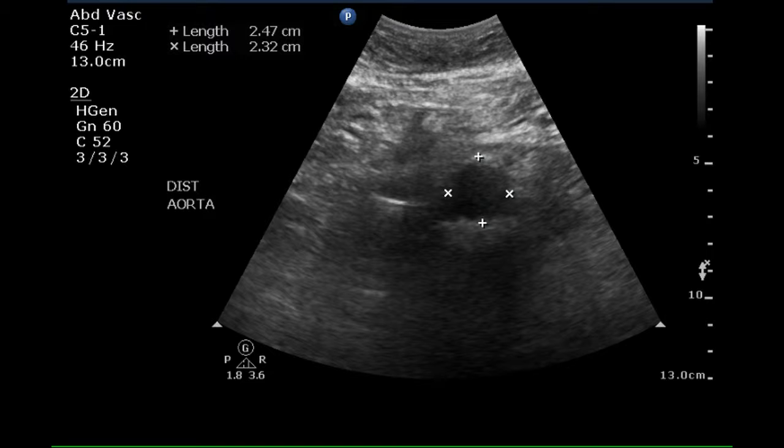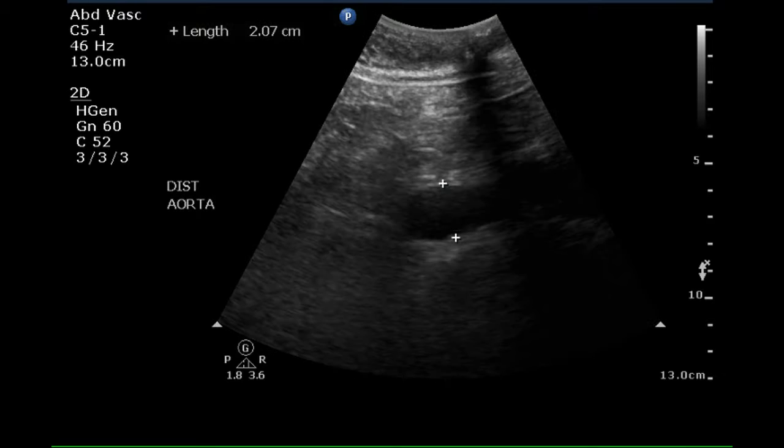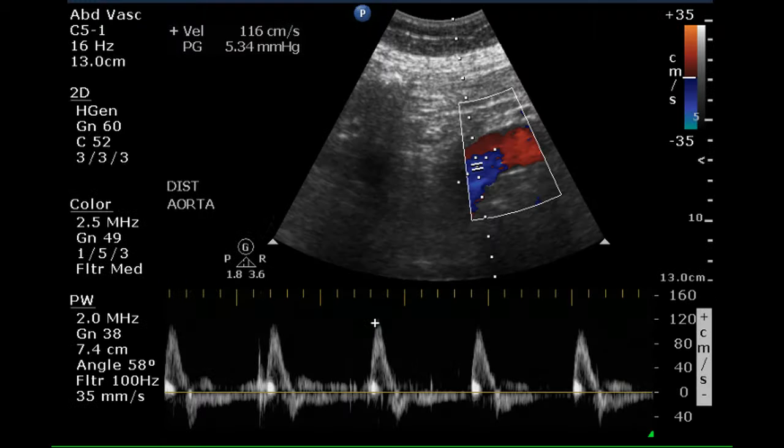The diameter and AP of the distal aorta has been measured. The largest diameter in AP is 2.5 centimeters. The AP dimension of the distal aorta as measured on the sagittal scanning plane is 2.1 centimeters. This is normal.